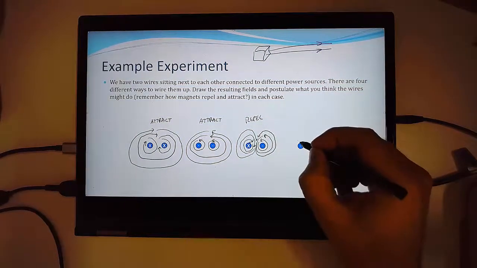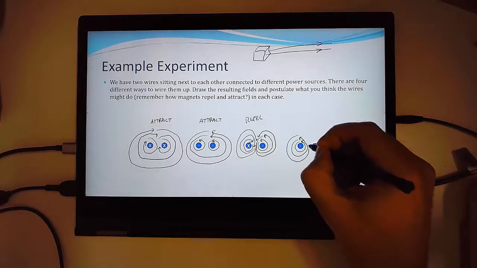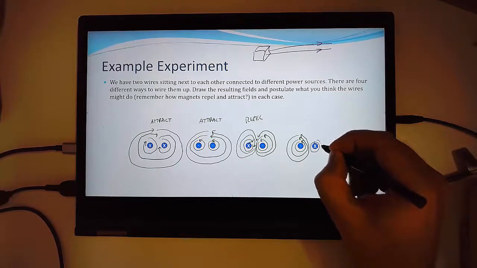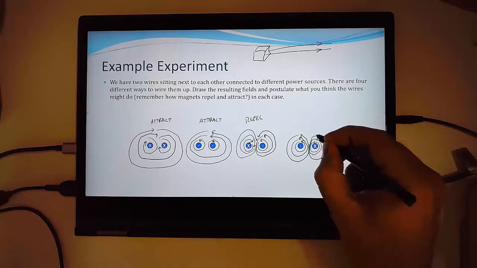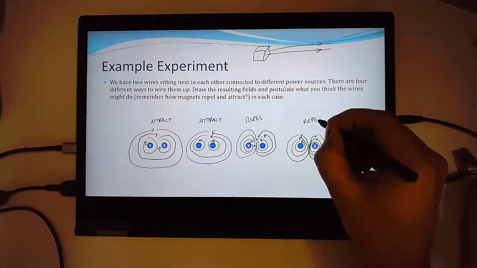And this one is going to be exactly the same. Well, not exactly the same, opposite really, isn't it? Opposite direction. And that's going to be a repel as well. And hopefully we'll be able to get that experiment for you.